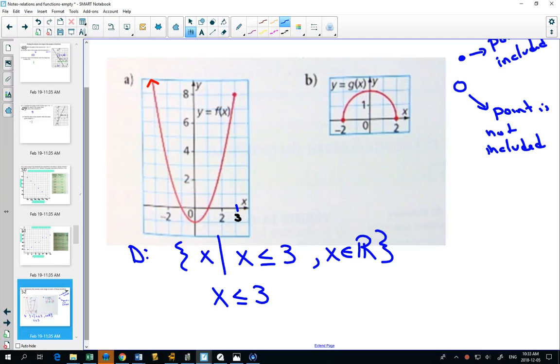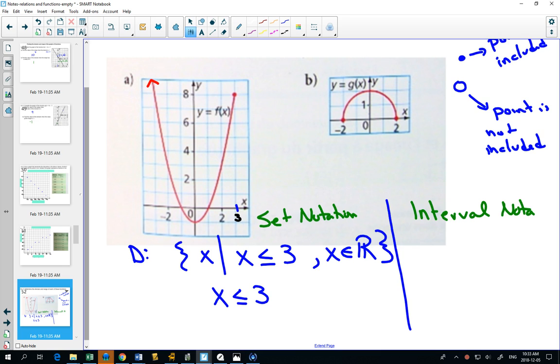This way of writing domain is called set notation. There's another way that you can write domain and range, and I'll introduce that to you now. It's called interval notation. In interval notation, an interval means starting from one place, ending in another place. You start from your smallest value and you end at your biggest value.